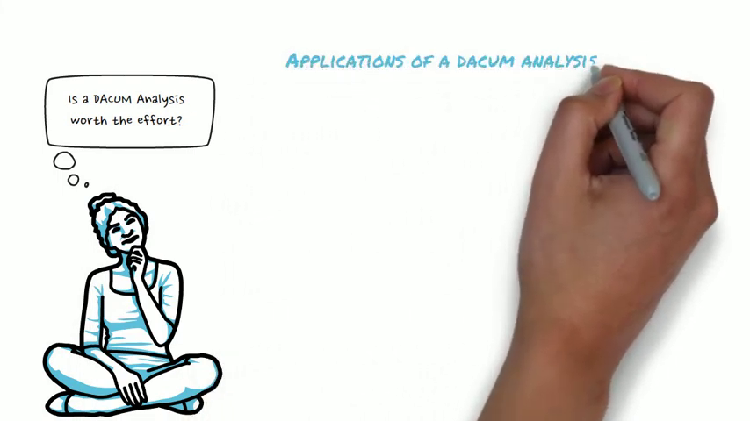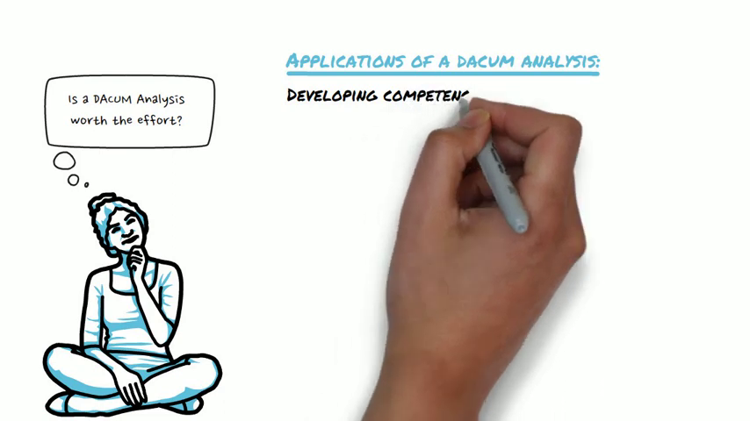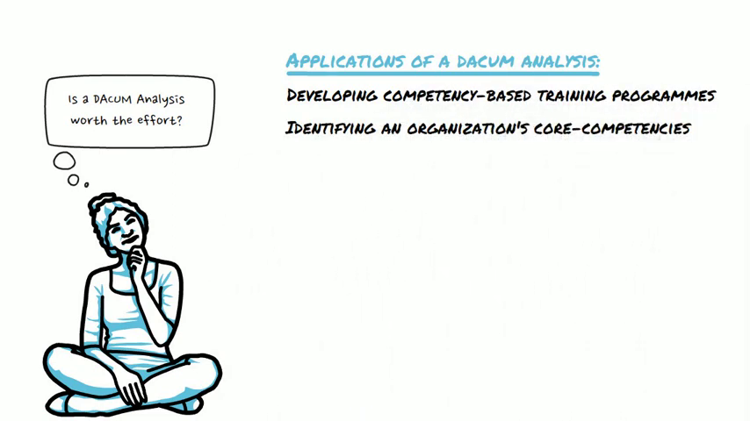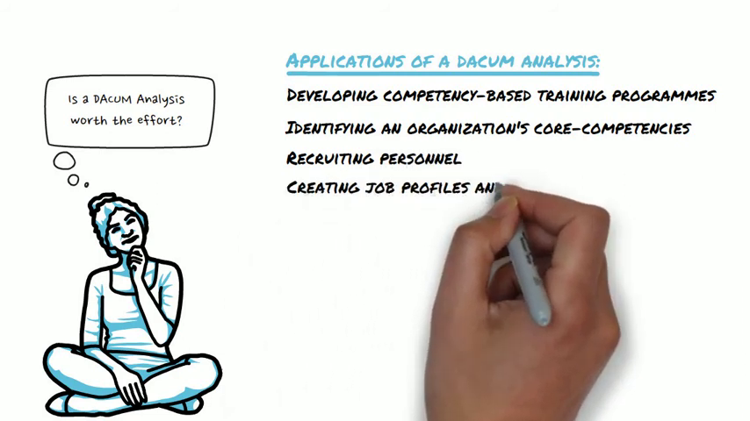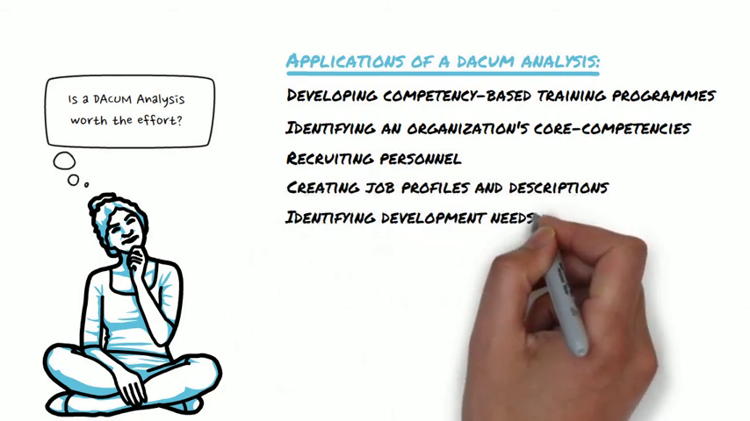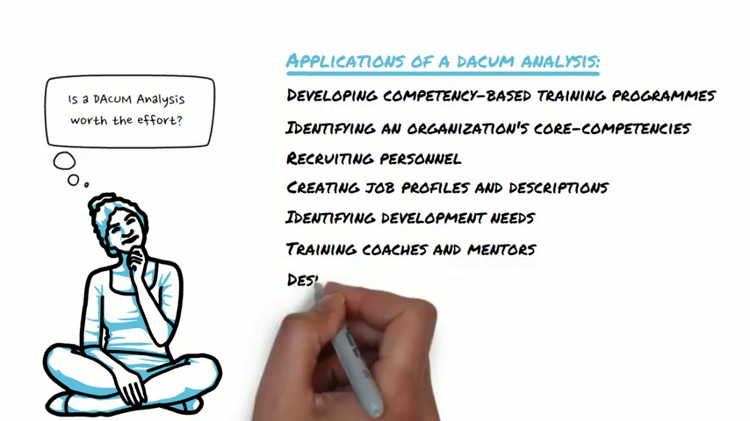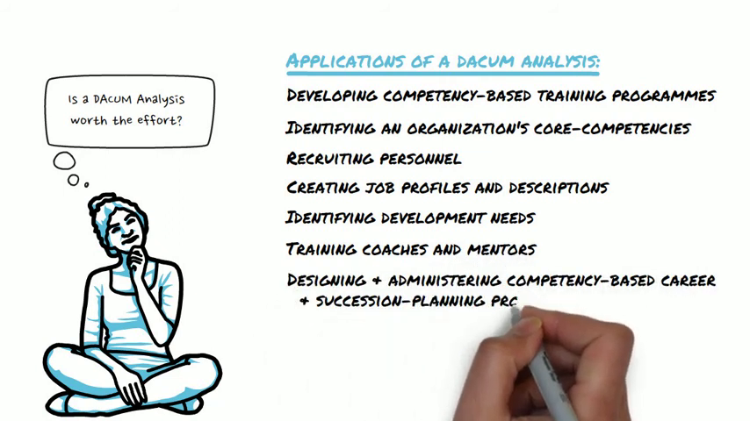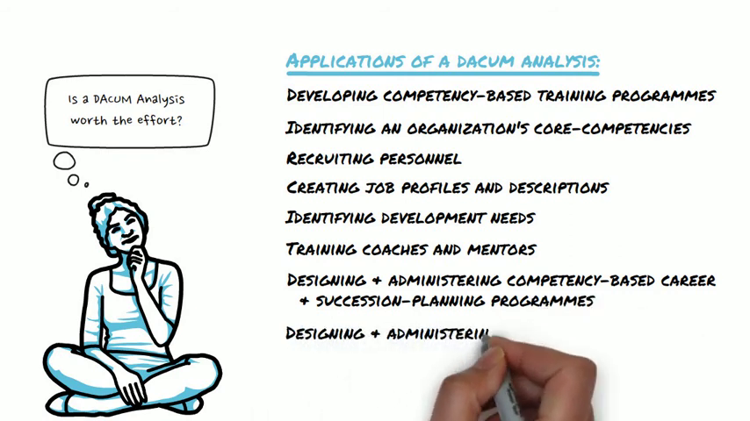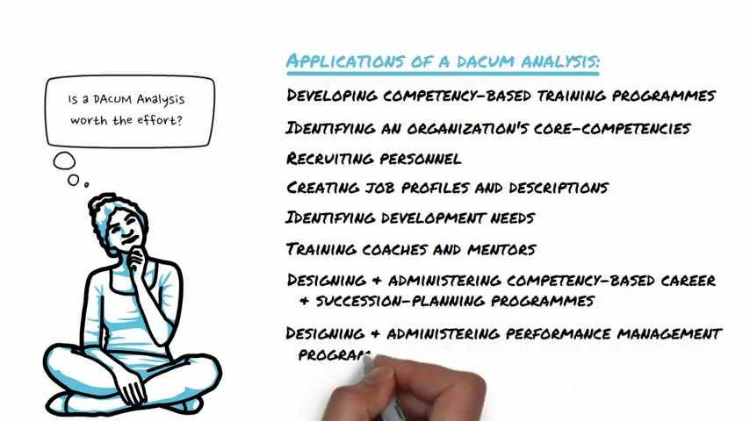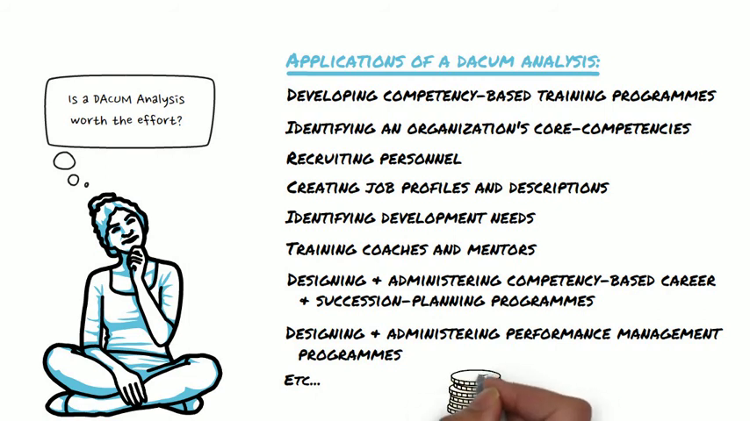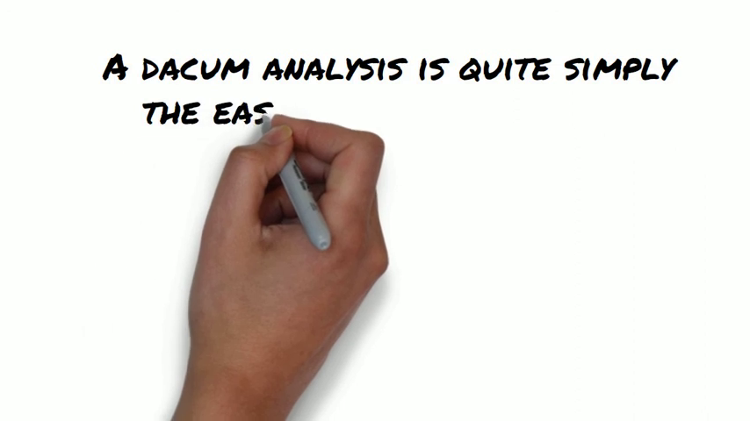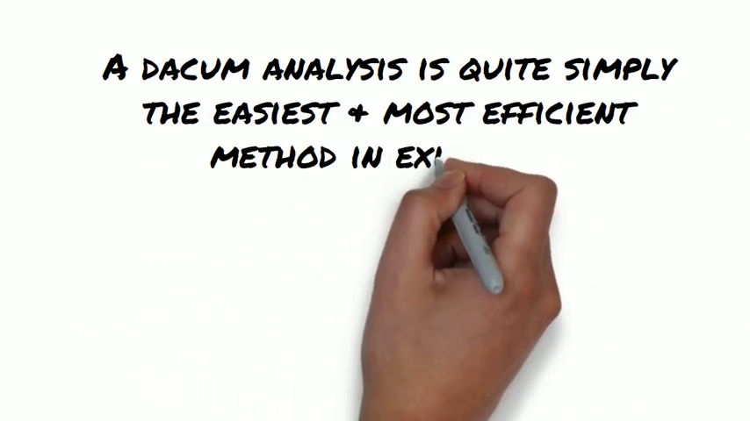considering all of its applications: developing competency-based training programs, identifying an organization's core competencies, recruiting personnel, creating job profiles and descriptions, identifying development needs, training coaches and mentors, designing and administering competency-based career and succession planning programs, designing and administering performance management programs. Now, if that's not return on investment. A DACUM analysis is quite simply the easiest and most efficient method in existence.